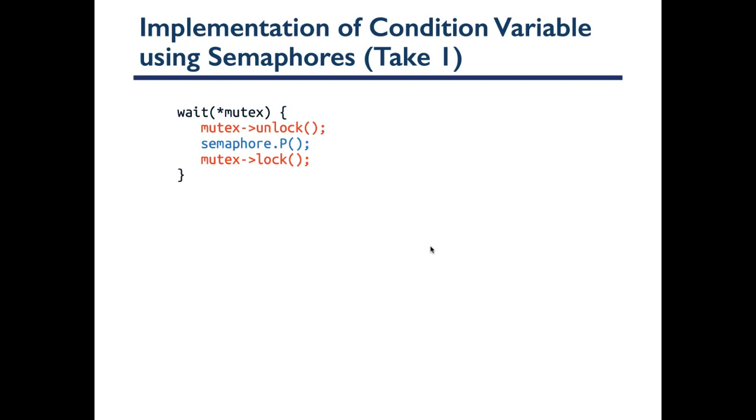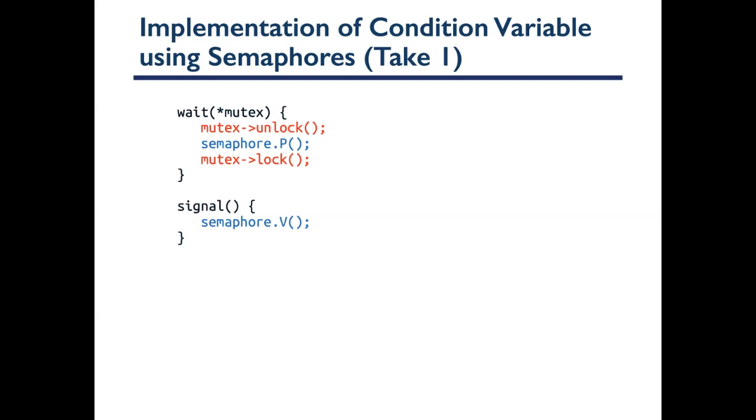To implement wait, what I'm doing here is that I unlock the mutex, I call P on my semaphore, and then once I come back from P, I lock the mutex again. So this P is supposedly going to wait, and at some point it's going to wake up, and I'm just going to acquire the lock. So I got another question. How do we already have the lock?